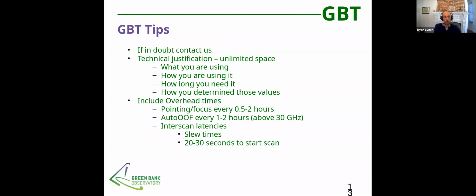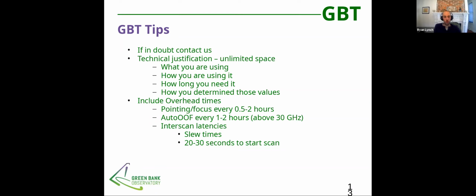I think at low frequencies, you can get away with doing it less often than every 2 hours. On the OOF, if you are going to require that, take into account the overheads associated with that. Think about scan latencies, so the time it takes to move between sources. If you're observing a lot of different positions on the sky, depending on how close they are, it might only take half a minute, but it could take a few minutes to move the telescope. And there are latencies with configuring, balancing, et cetera, et cetera.